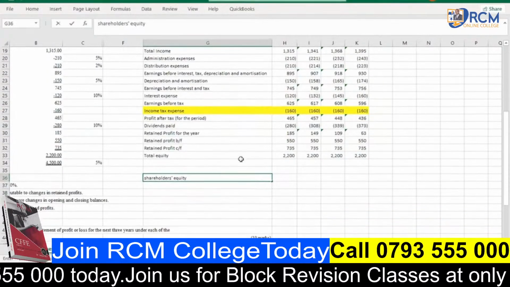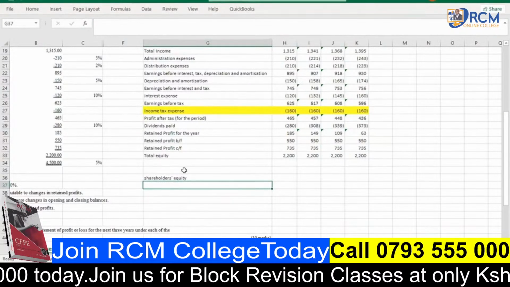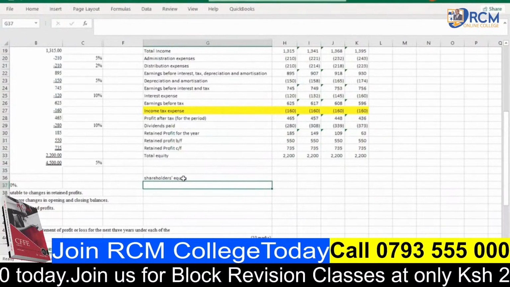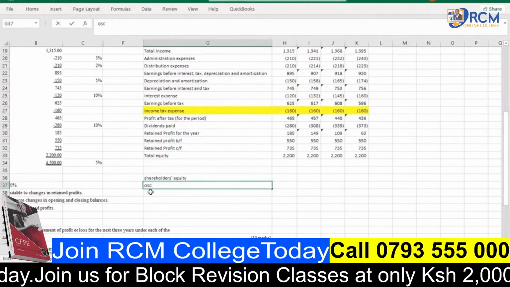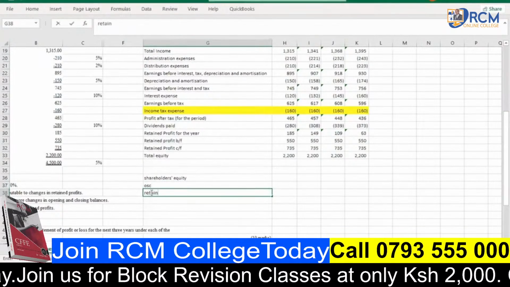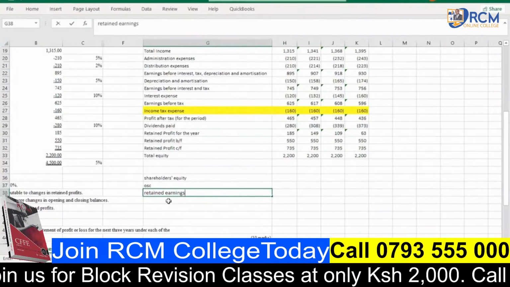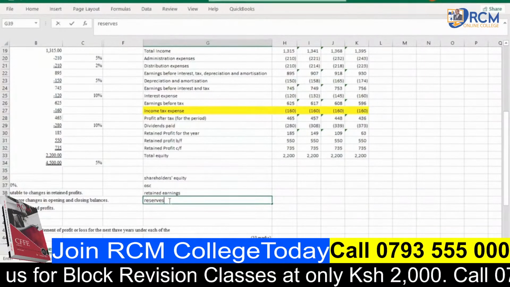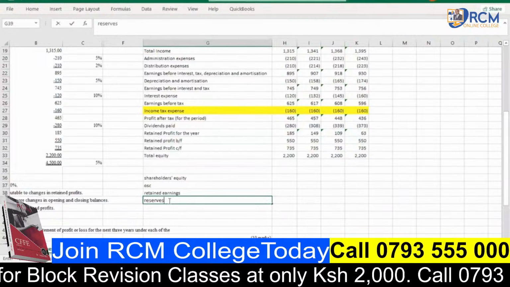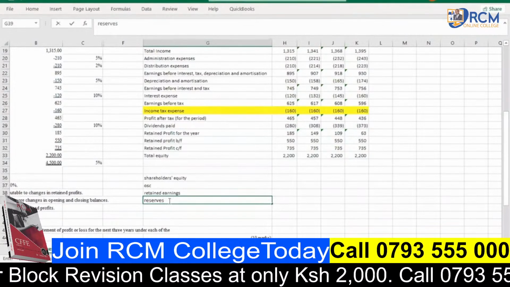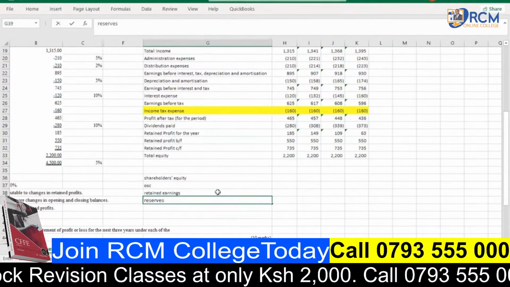Can you mention to me the items that we normally have in the shareholders' equity? In the total shareholders' equity, we normally have ordinary share capital, then retained earnings, reserves, general reserves, share premium is also there, other comprehensive income. We all have all that.